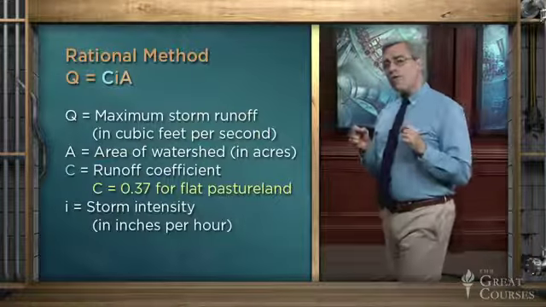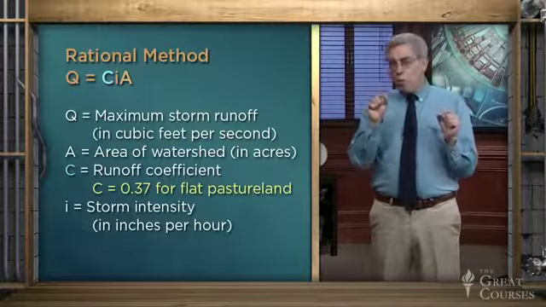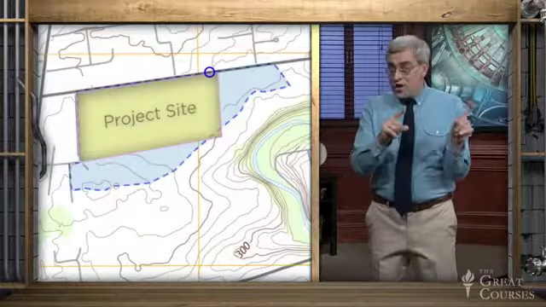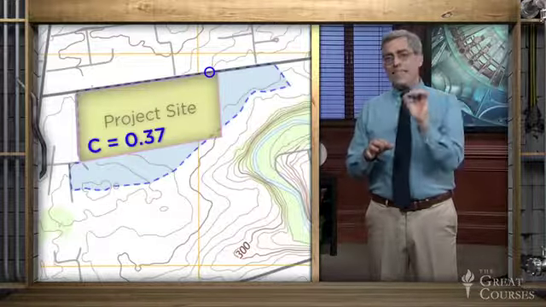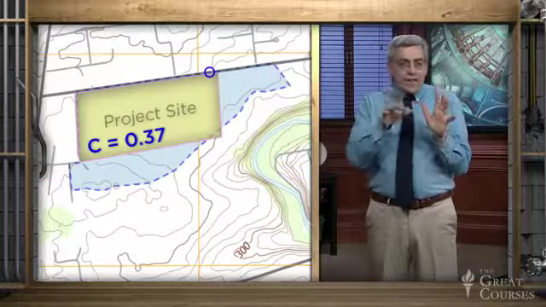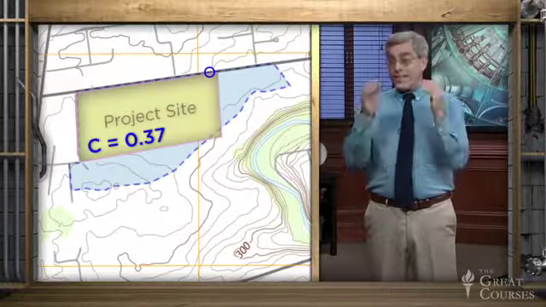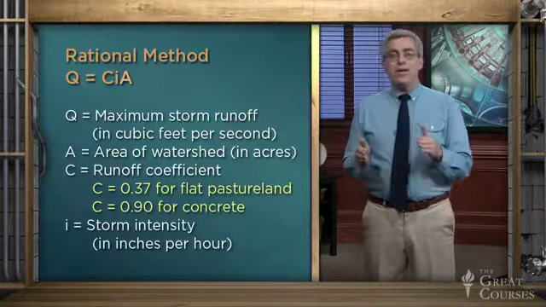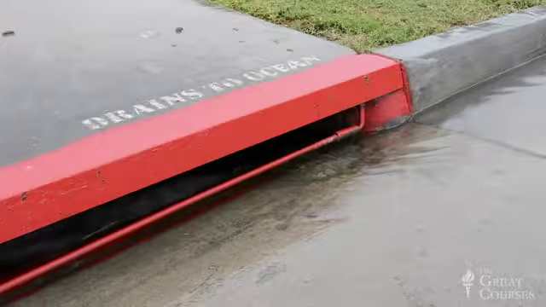C is called the runoff coefficient, an empirically derived parameter that's based on the permeability of the ground surface within the watershed. For our project site, prior to development, the relatively flat pasture land has a runoff coefficient of 0.37, meaning that only 37% of rainfall will flow over the surface, while the remaining 63% will seep into the soil and become groundwater. In contrast, a concrete surface has a runoff coefficient of 0.9, the higher value reflecting the fact that most rain falling on concrete will run off rather than soaking in.